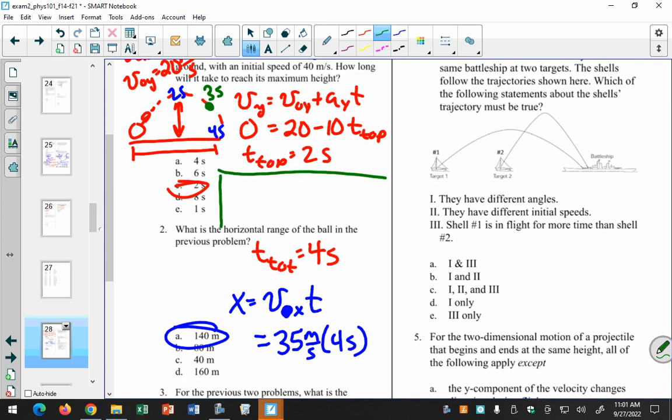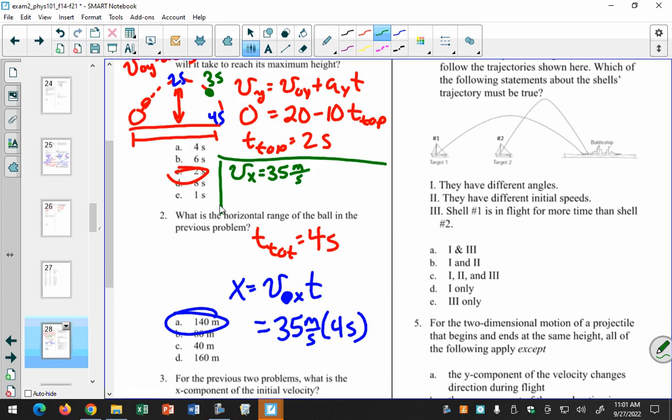First, you would say that Vx at 3 seconds is equal to 35 meters per second. That's just the initial velocity. That's what we found up here. And then you would say Vy at 3 seconds is equal to 20, that's V naught y, plus negative 10 times 3, that's the time at 3 seconds. So 20 minus 30, that's negative 10.